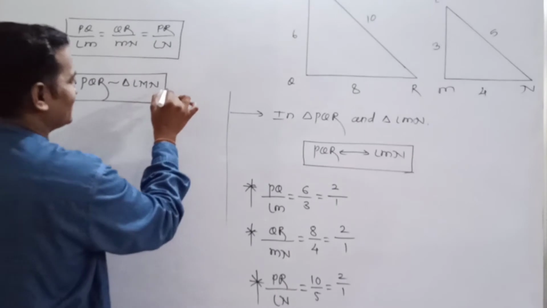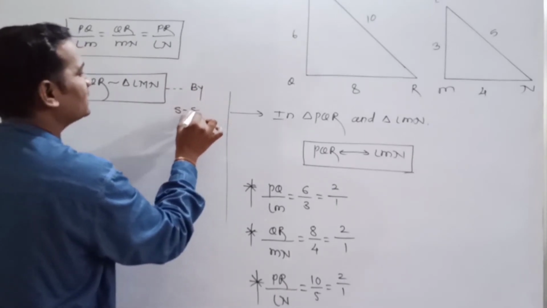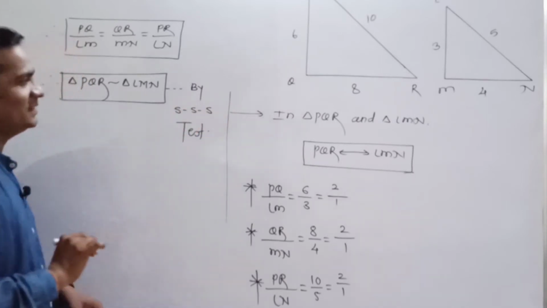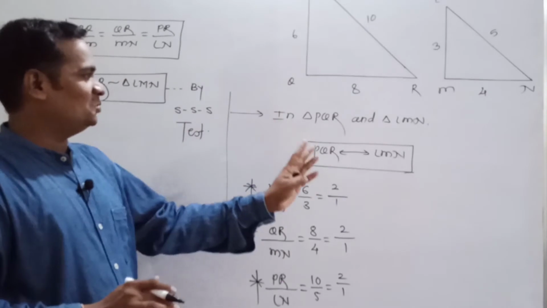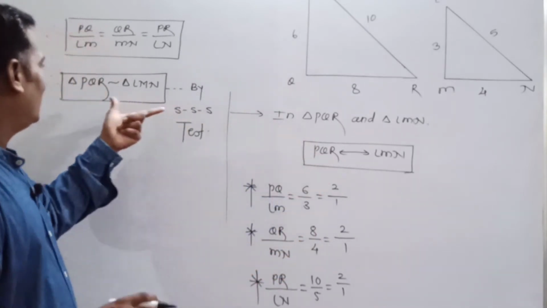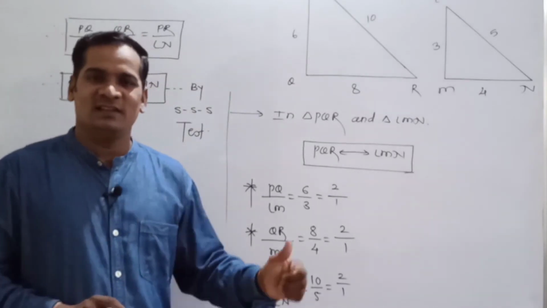And which test is this? Okay, by side test. How simple is this? To prove these two triangles are similar, everything is there, correspondence and by which test. So let's move toward the next question.